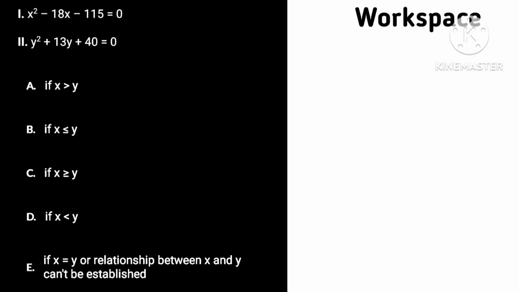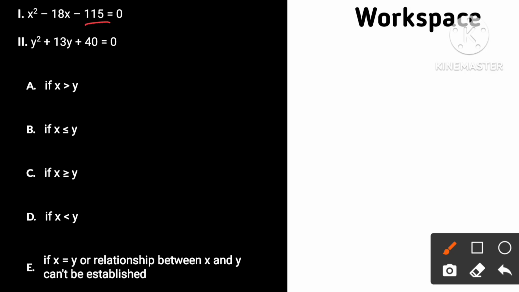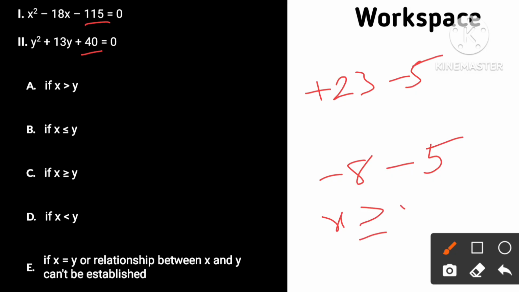Next question. Here we see 115. So 115 means how can we write this as 23, 5 times? Okay. Subtracting these two we get 18. Minus and minus means plus and minus are the root signs. Here 40. 40 means 8, 5 times will be 40. Sum of these two we get 13. Plus and plus means both the roots are negative. Now by comparing these two, it is clear that x is greater than or equal to y is the answer. So option C is the answer for this one.